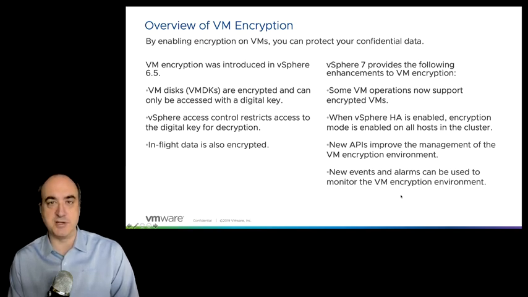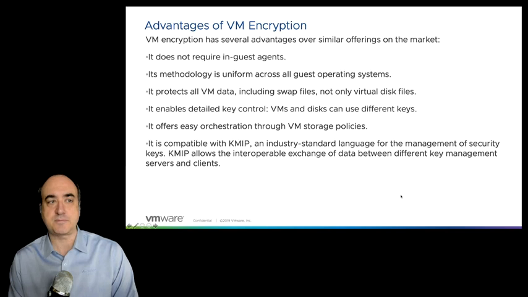We used to just support DRS in terms of how the keys get distributed throughout the cluster. So now when you enable a DRS HA cluster, or just an HA cluster, the keys will be distributed to all the hosts, which is important. If a VM fails over to a new host, the new host has to be able to decrypt that VM over there. There's new APIs to improve the management of the VM encryption environment, and new events and alarms can be used to monitor the VM encryption environment.